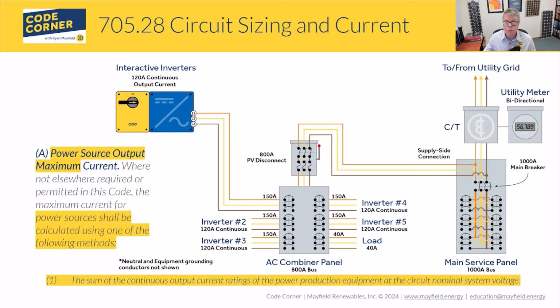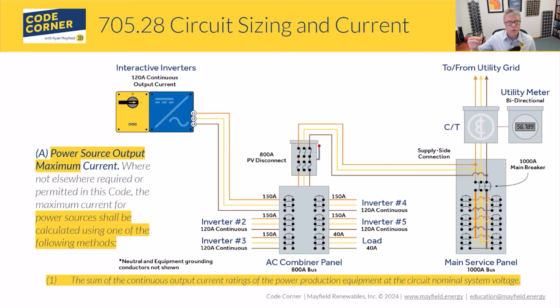Again, there's similar language in 690 about this. Really what we're doing is making this very generic about our power production system. This could be a battery system, it could be some other alternative power source, but we're just defining that maximum circuit current. So that's one way that you can look at it, and it's probably the way that you're most familiar with.